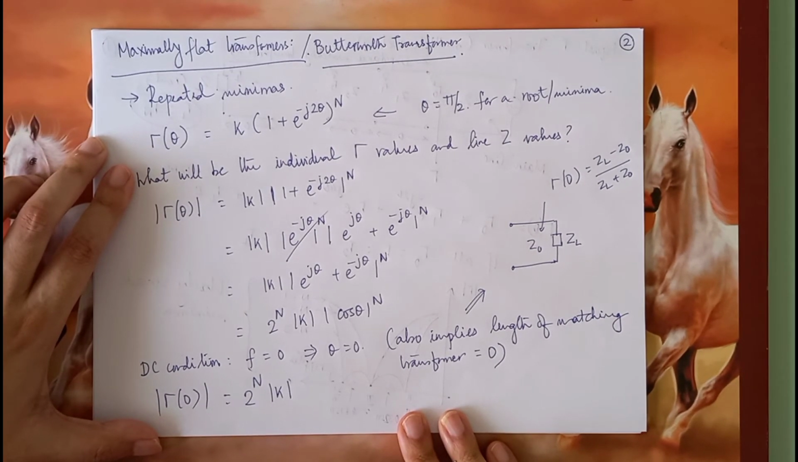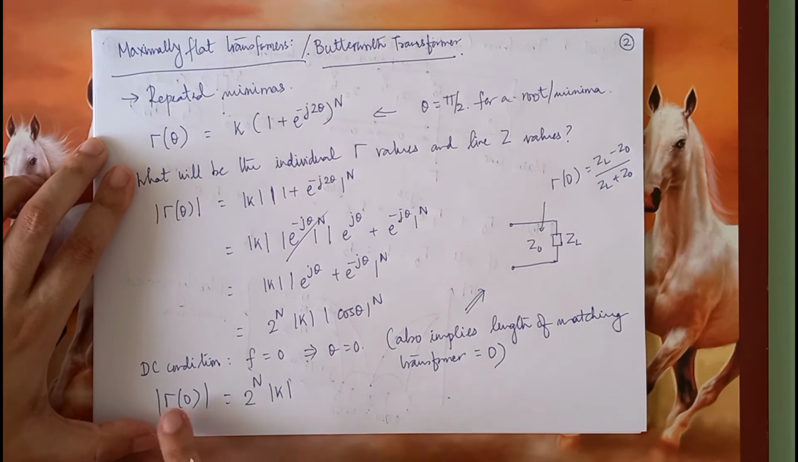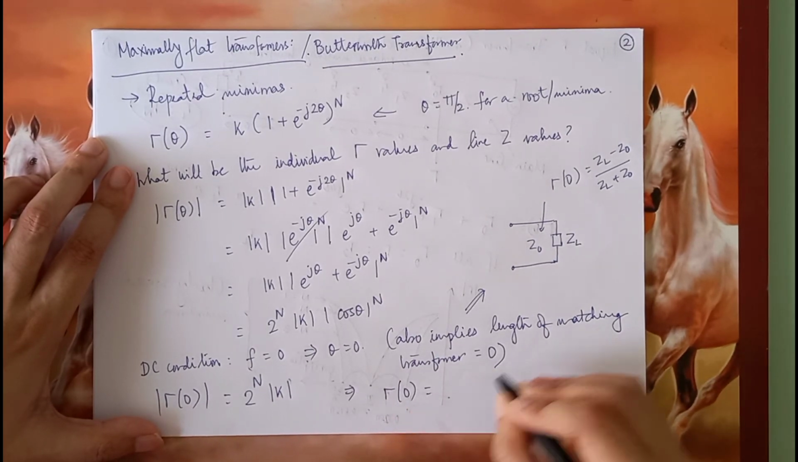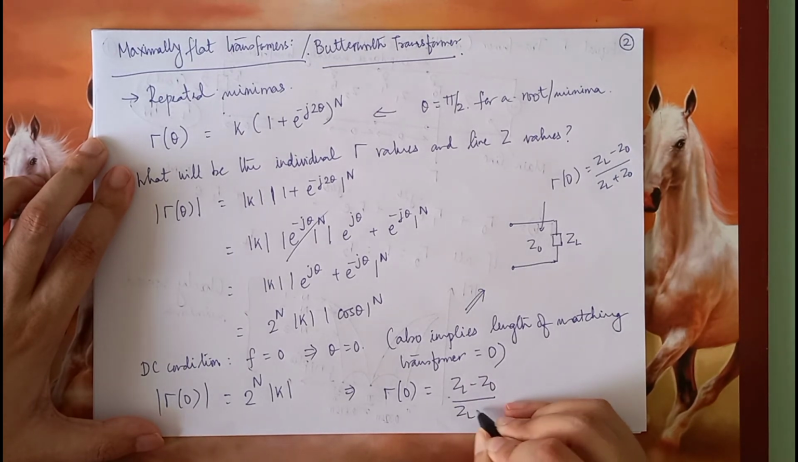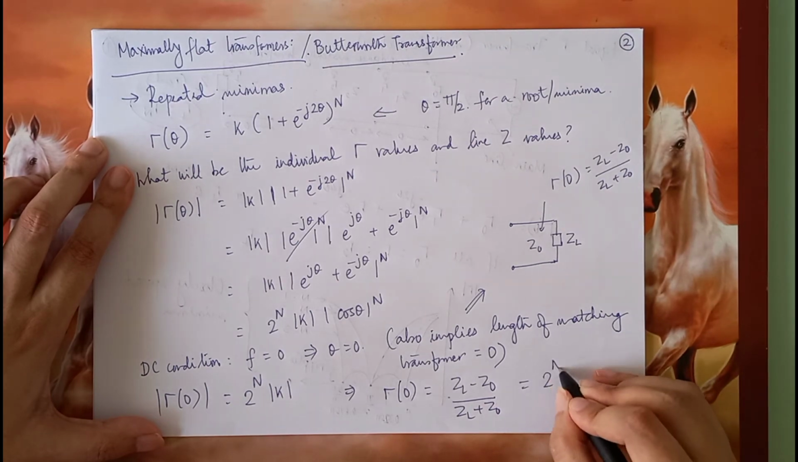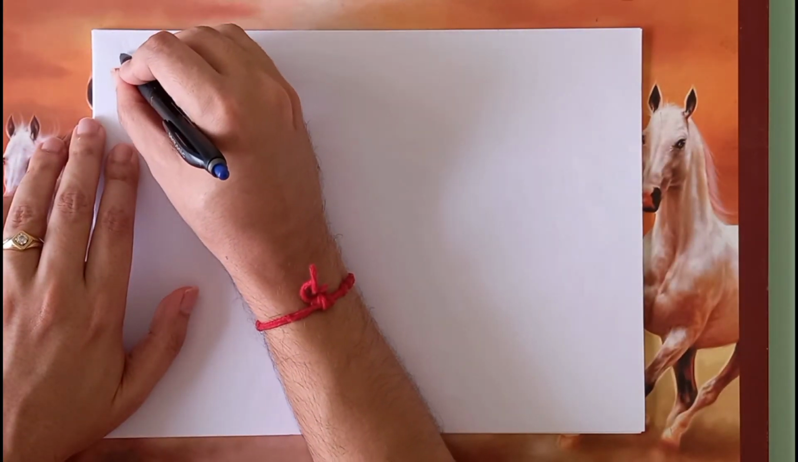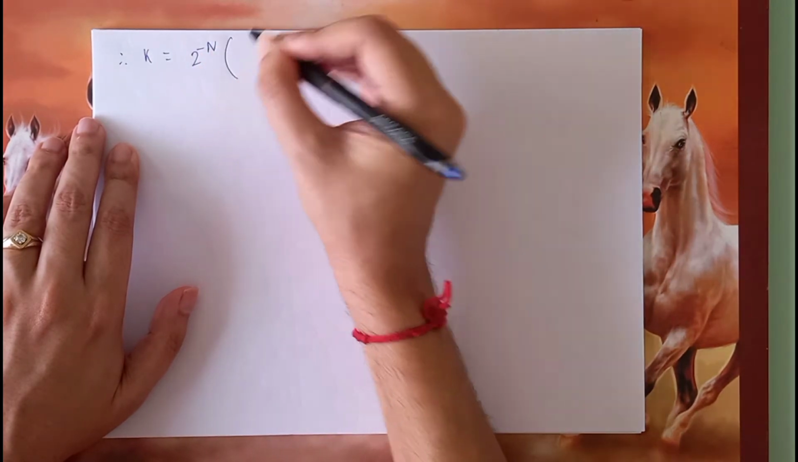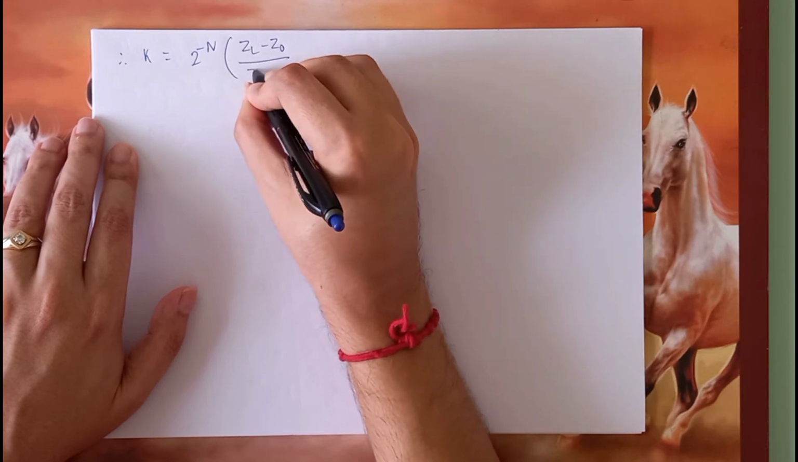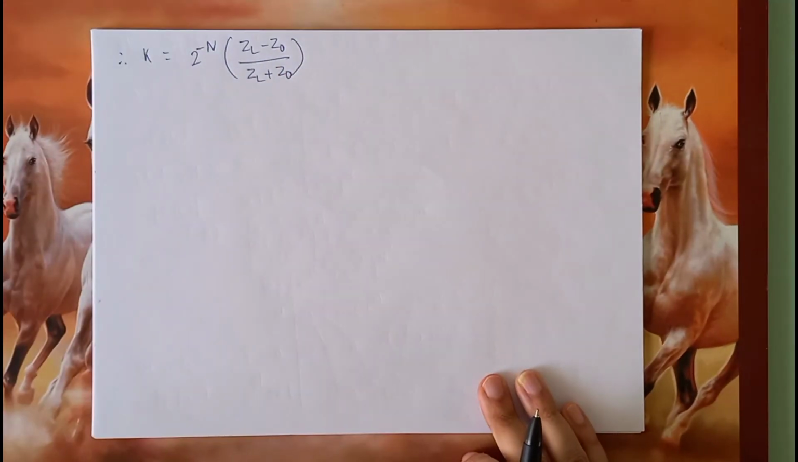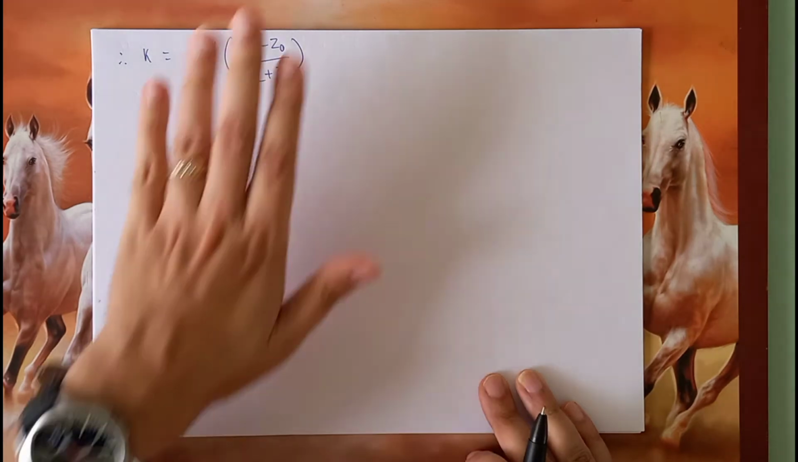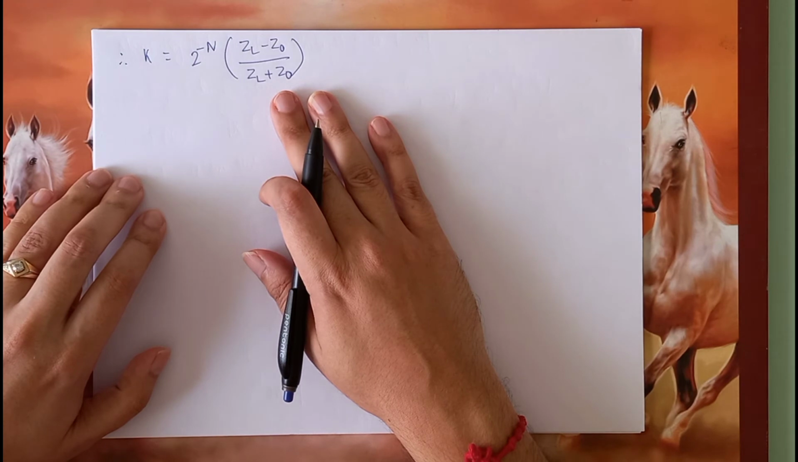So in that case, we can actually remove the mod sign, and because 2 raised to n will always be positive, whatever is the sign of gamma of 0, that will be the sign of k. So that means gamma of 0, that is nothing but this quantity ZL minus Z0 divided by ZL plus Z0, will be equal to 2 raised to n times k. So therefore, it is only too easy to say that k will be 2 raised to minus n times ZL minus Z0 divided by ZL plus Z0. So this is what is the value of k.